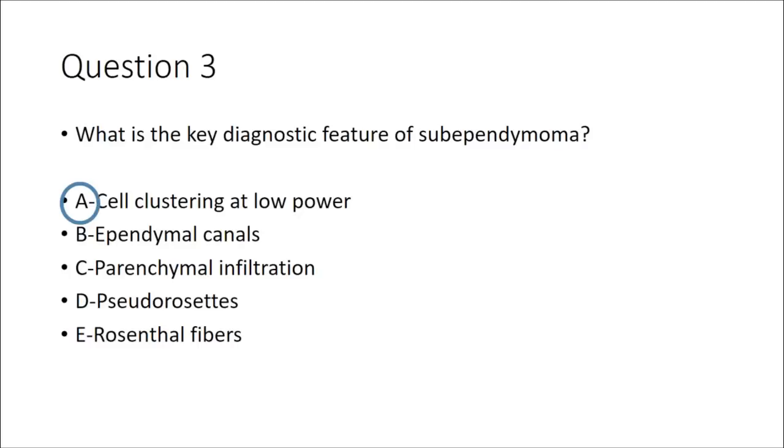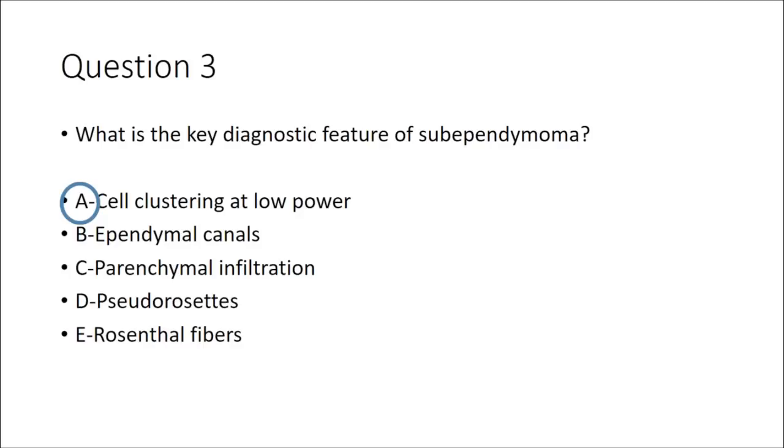Some are saying A, that is cell clustering at low power. That's right. So that is A, cell clustering at low power. So this is the key feature of subependymoma. You can see it's a low power diagnosis. You see at low power these clusters in a very nice glial background, a circumscribed tumor, intraventricular in an adult, and you essentially have your diagnosis.